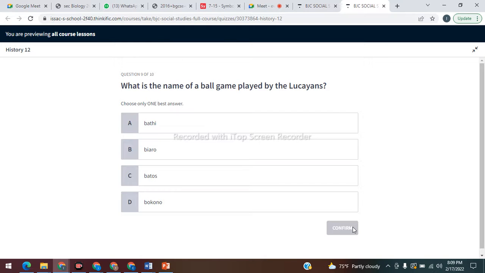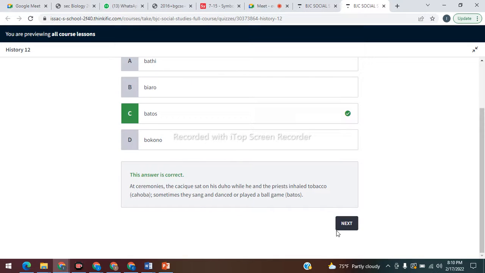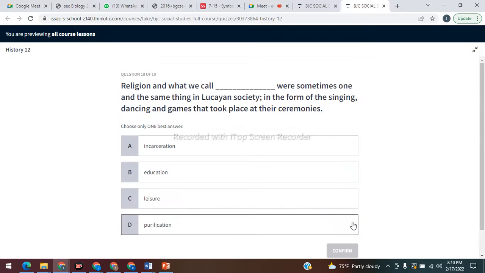What is the name of a ball game played by the Lucayans? Oh, I know this. Battles. And it's to chop off the head of the losers, right? No, that's in Mexico. Religion and what we call blank were sometimes one and the same thing in Lucayan society, in the form of singing, dancing, and games that took place at their ceremonies.